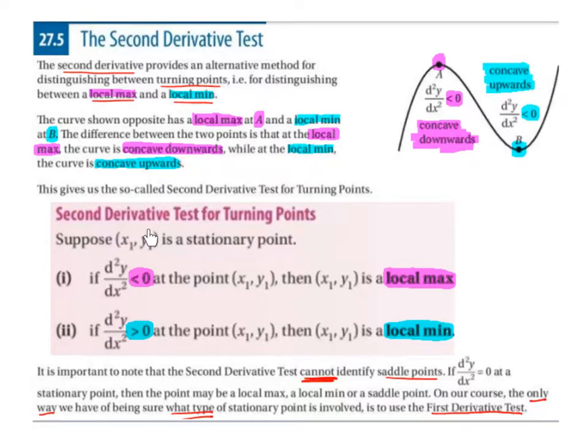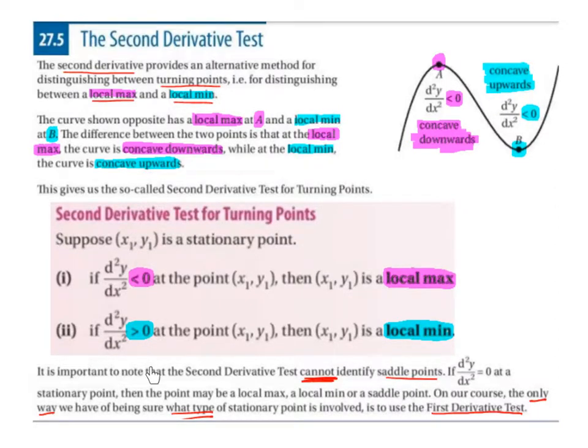Suppose (x1, y1) is a stationary point. Part 1. If d squared y dx squared, so the second derivative, is less than 0 at the point (x1, y1), then (x1, y1) is a local max. So we get a local max when the second derivative is less than 0. Part 2. If d squared y dx squared is greater than 0 at the point (x1, y1), then (x1, y1) is a local minimum. So we get a local minimum when the second derivative is less than 0.